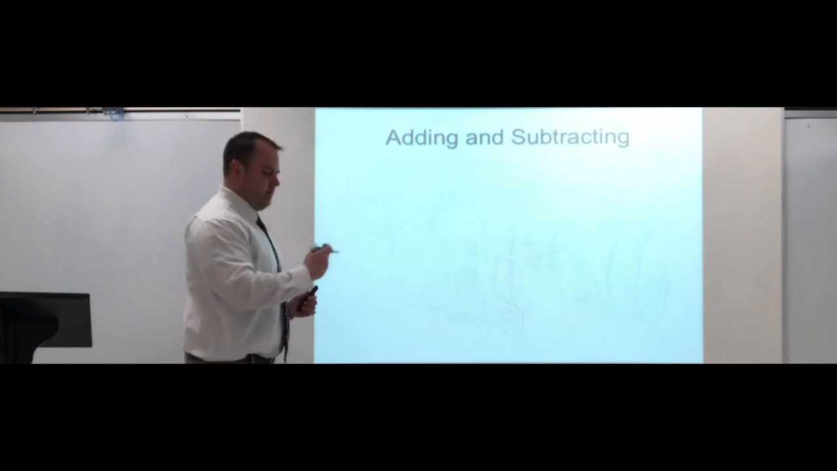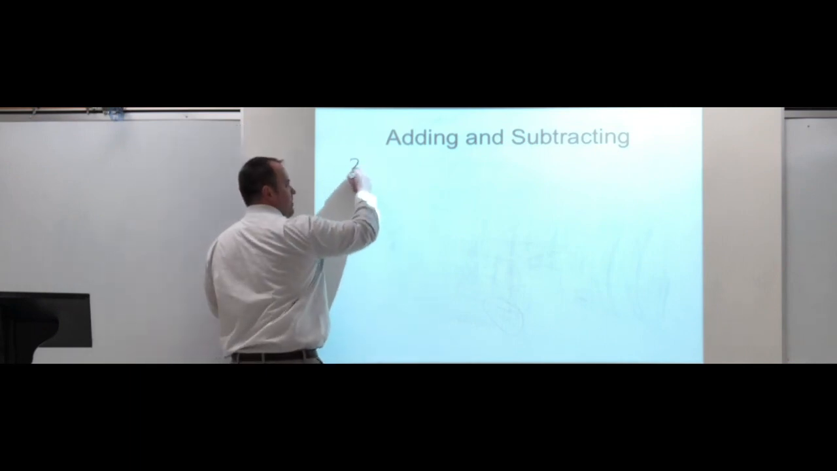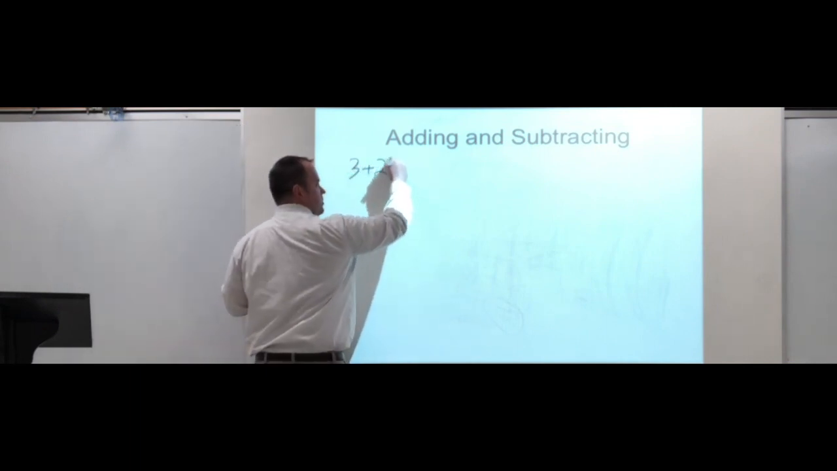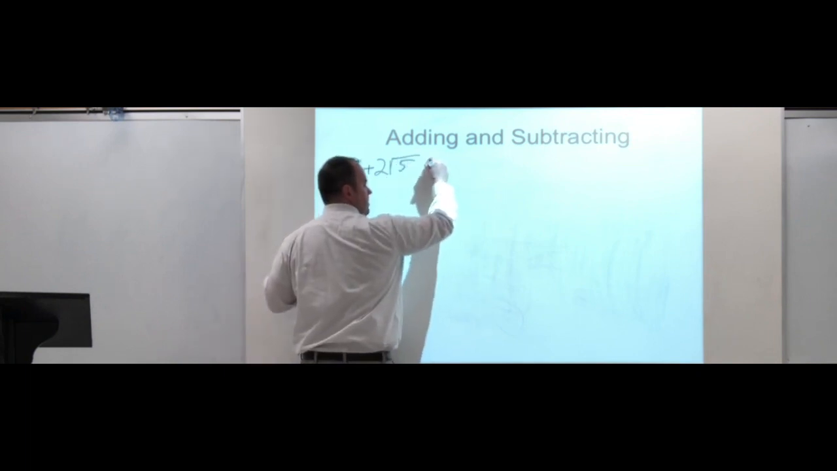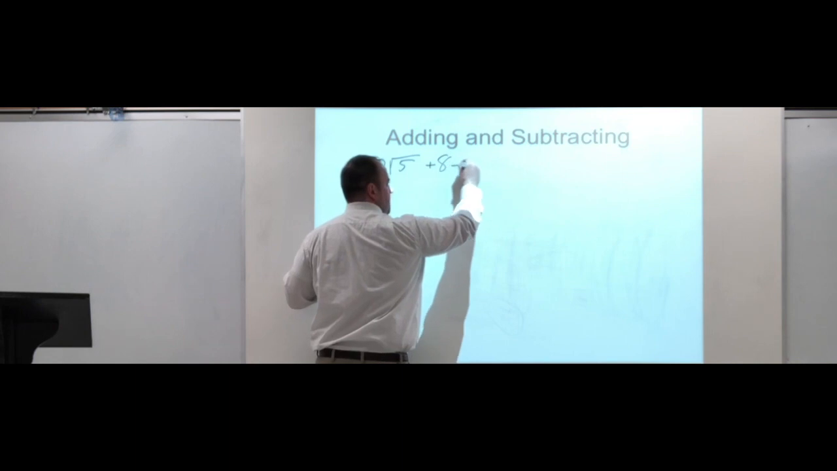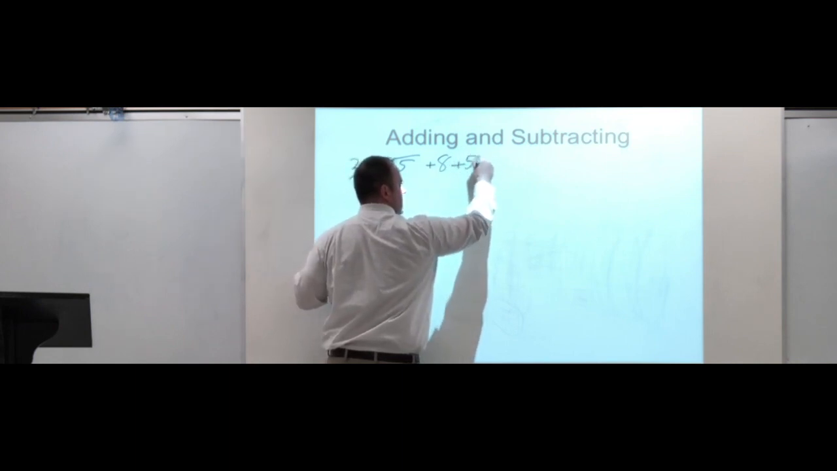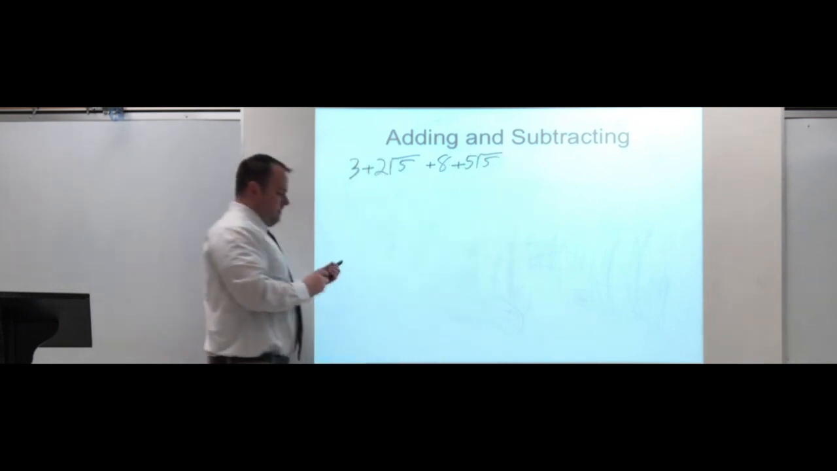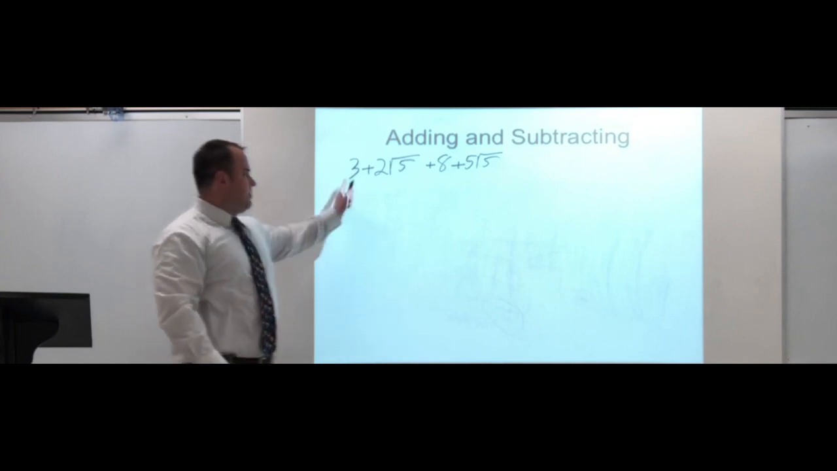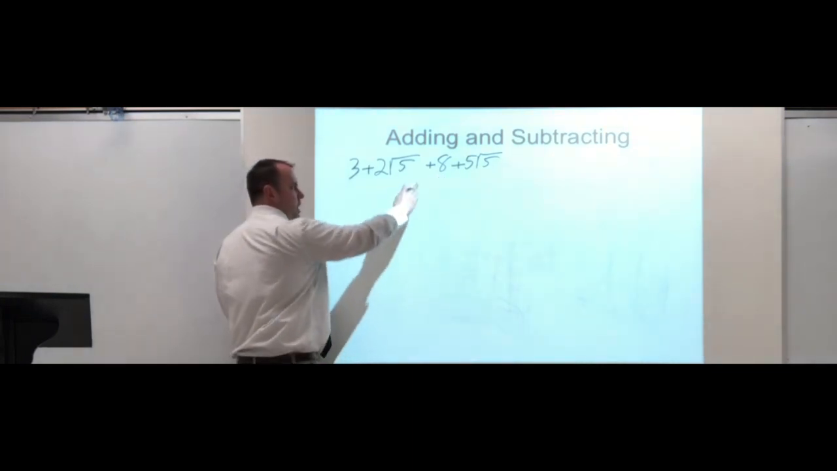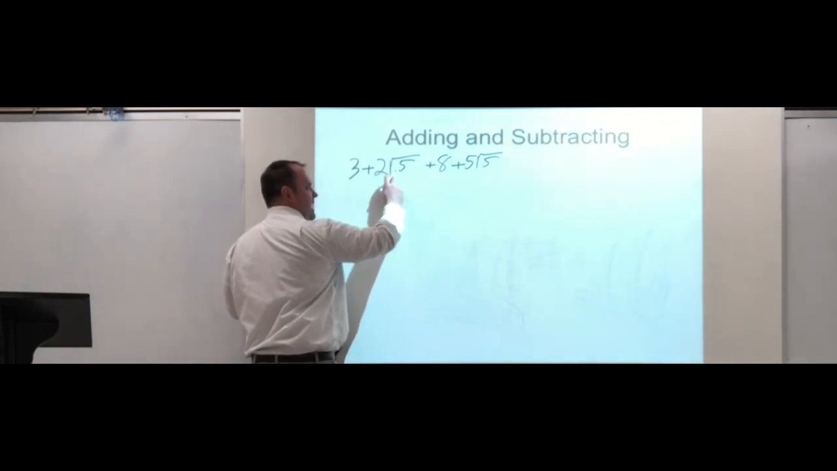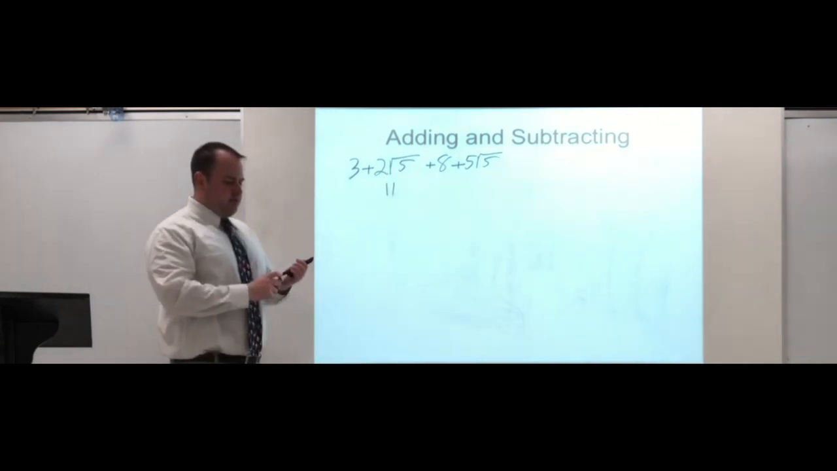So if you were given something as 3 plus 2 square root of 5 plus 8 plus 5 square root of 5. Okay? Well, the like terms, the 3 and the 8 are like terms. Both the integers, you can add them together. Just watch your signs, you get 11. And now 2 square root of 5 plus 5 square root of 5.